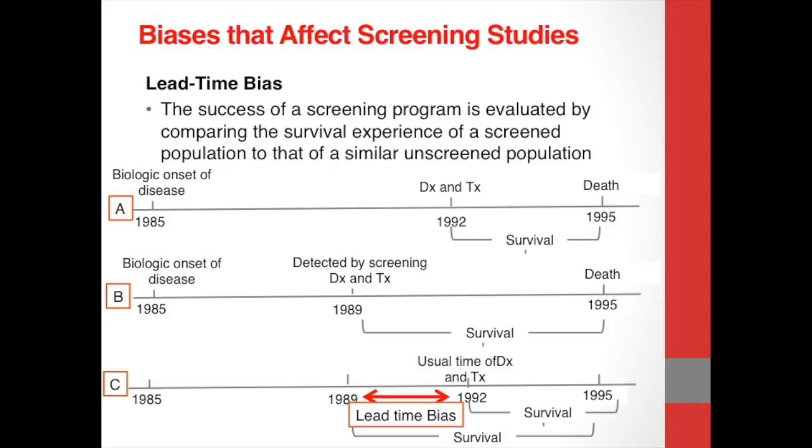The person still dies in 1995. The effect of the screening is to know about the disease for 3 years longer. That's it. So this example demonstrates a lead time bias of 3 years affecting screening of the disease.